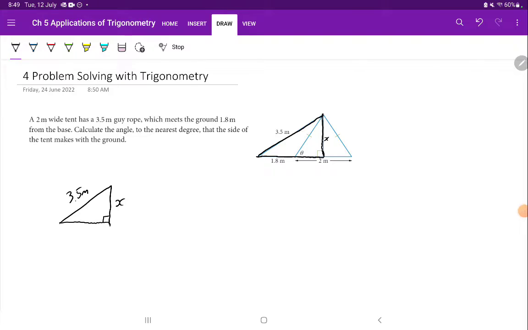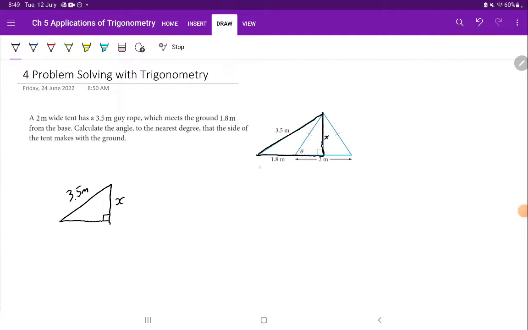So then the other question is, what's this length down here? We know that it's 1.8 away from the tent, but then how far is it away from there? Well, it's 1.8 from here to here, plus an extra meter, because you can split the 2 meter in half and you'd get 1 meter on each side. So adding these two together, that's going to be 2.8 meters.